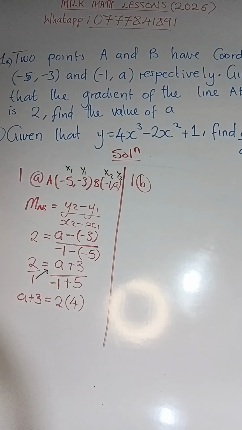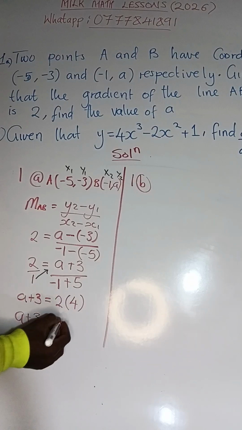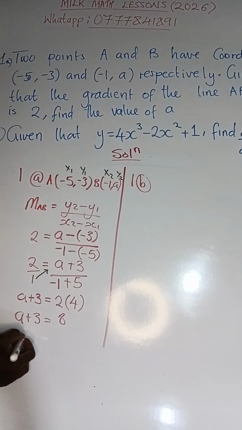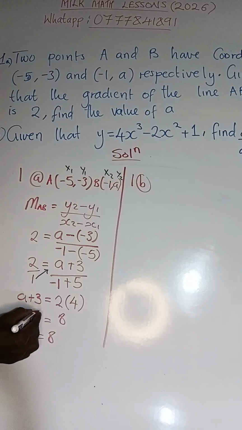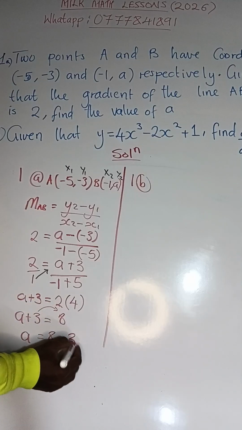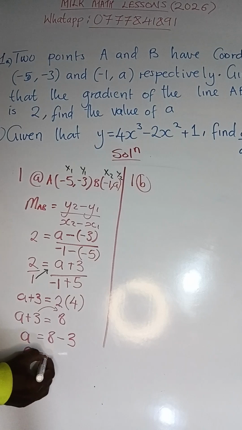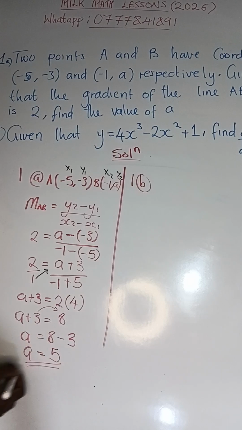Then now what are we going to do? We are going to have a plus 3 equals, this times this, the answer is 8. Then a plus 3 equals 8. We are going to transpose this to the other side. We are going to have negative 3. So a equals 8 minus 3, the answer is 5. So the value of a qualifies to be 5. That is the way you answer the first question.